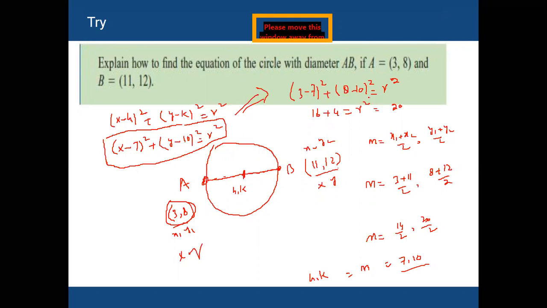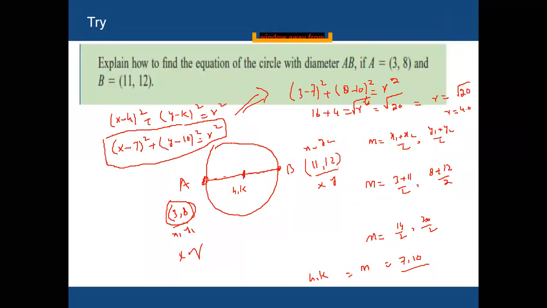If you take the square root on both sides, r is equal to the square root of 20, which is 4 point something, maybe 4.47. So that's the radius of the circle. Clear, guys?